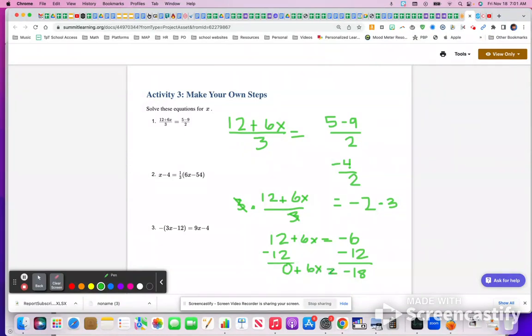And the question is, what do I multiply by 6 to get a negative 18? Well, all I have to do is divide negative 18 by 6. Divide 6 by 6. That gives me my 1. 6 divided by 6 is 1. So I end up with x equals negative 18 divided by 6. And x equals negative 3. Because negative 18 divided by 6 is a negative 3.